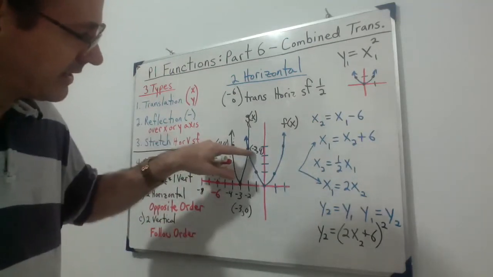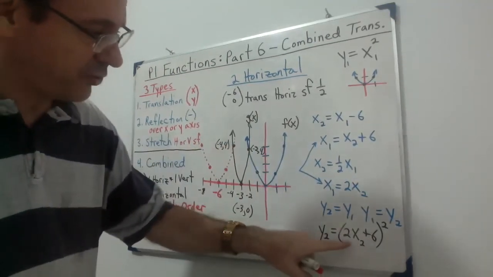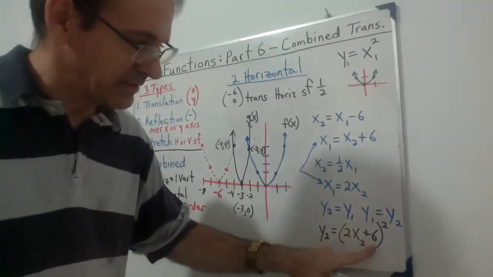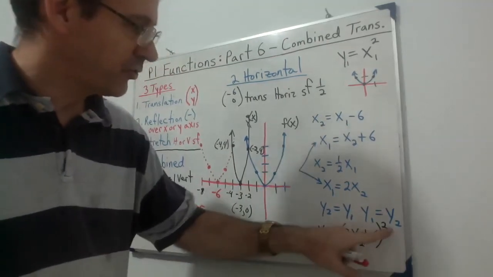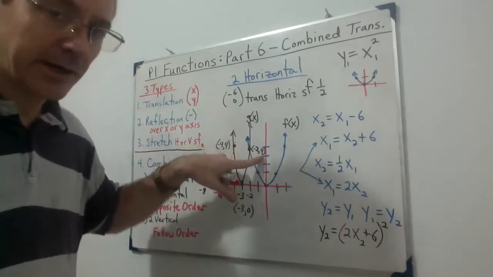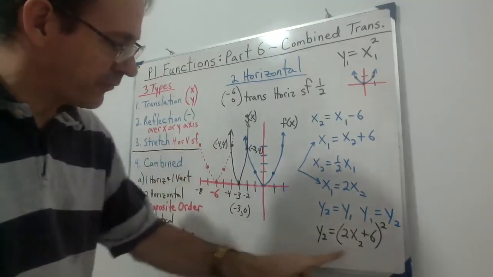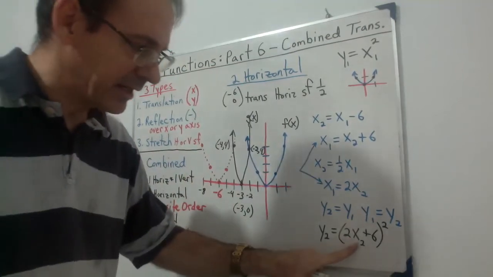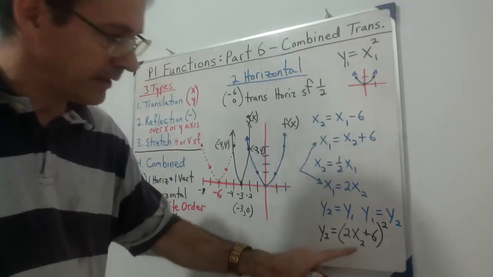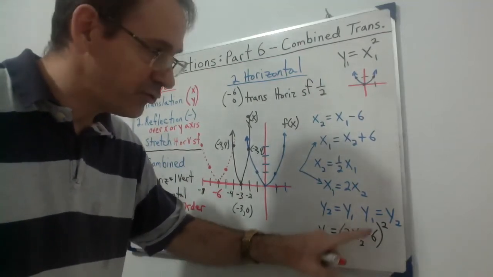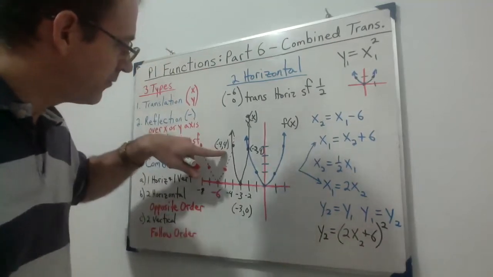If we plug in a -2, -2 times 2 is -4. -4 plus 6 is 2. 2 squared is 4. So we're okay on that one. If we plug in a -4 for the x, 2 times -4 is -8. -8 plus 6 is -2. -2 squared is again 4.